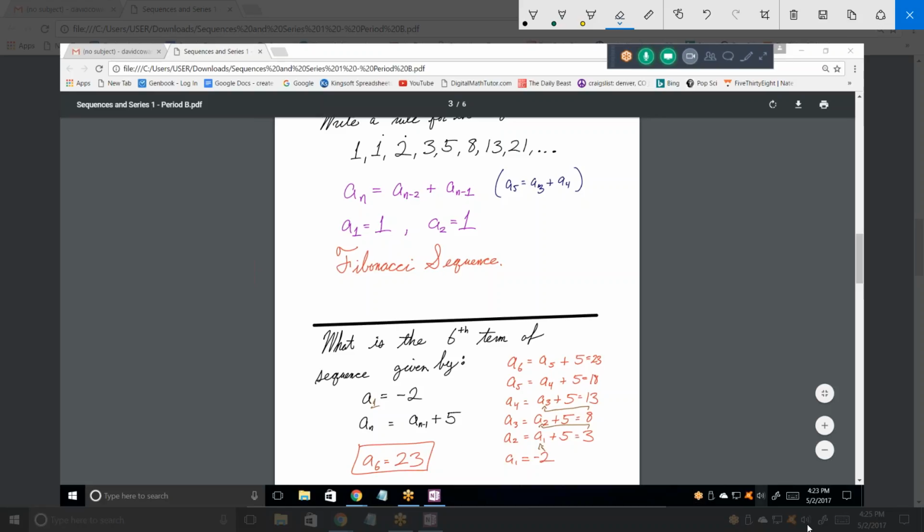But notice what it is. In other words, this is useful to define recursively. Any term is the sum of the previous two terms. That's what a sub n minus 2 and a sub n minus 1 means. a sub n minus 1 is the previous term. That's two terms previous. The fifth term would be equal to the third term plus the fourth term.